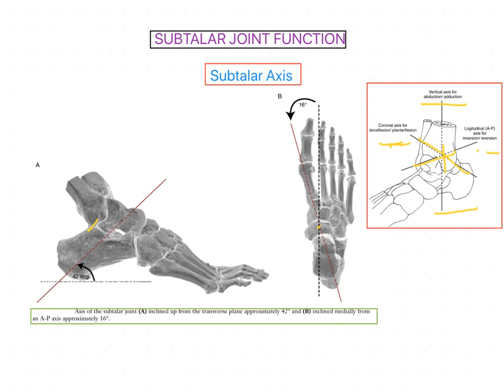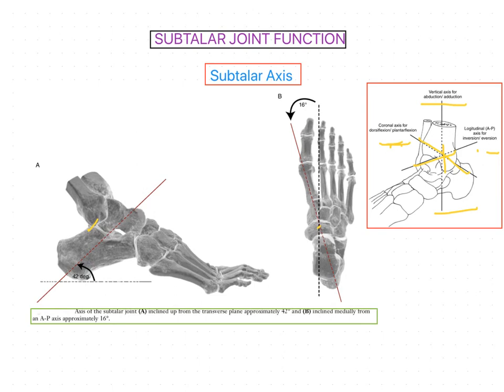The components occur simultaneously as the talus twists across its three articular surfaces, and these cannot be separated, because during the subtalar movements the talus twists, causing all these three movements to combine together to give the movement here. So if you understand the axis, then you can easily understand these coupled motions. First we will see what this subtalar axis is.